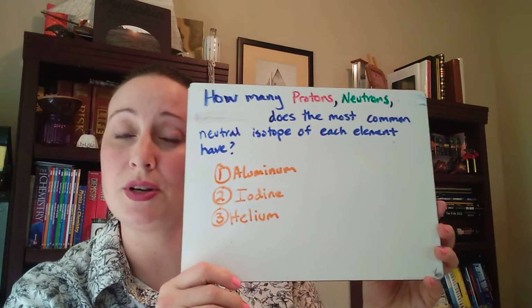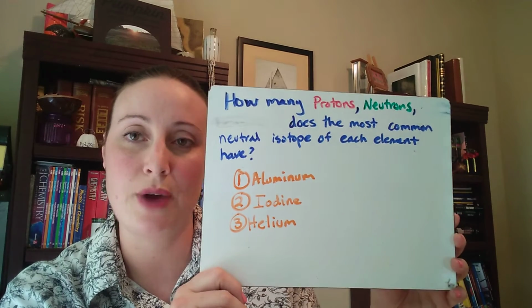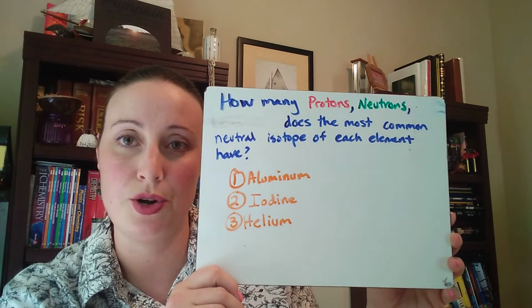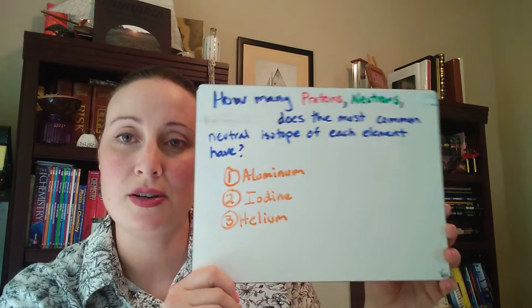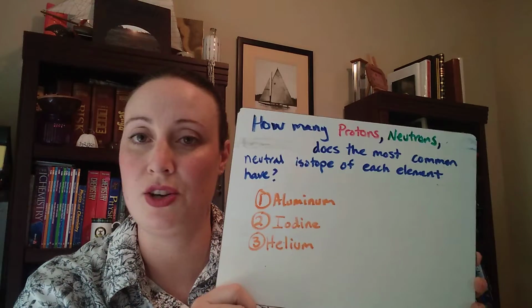So you're going to have to do what we talked about, rounding to the nearest whole number on your periodic table, and then subtract out to figure out your neutrons. So get with your partner, discuss these 3, see if you can come to an agreement on an answer, and then type it in the chat or show me your answers.